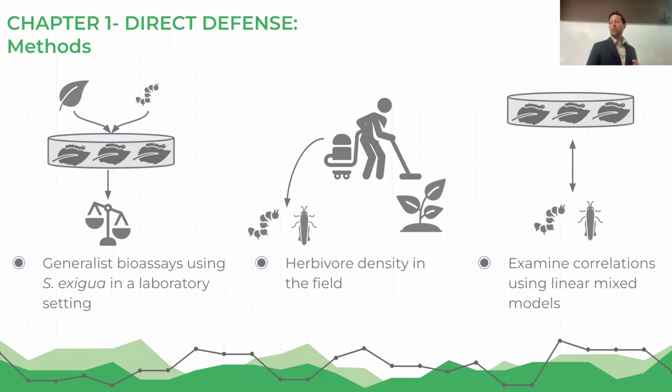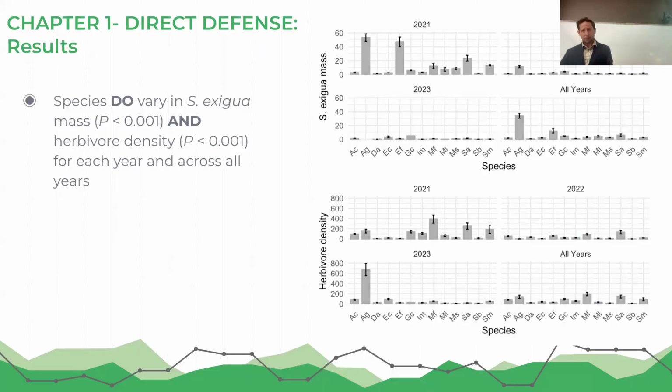And we looked at the correlations between herbivore density in the field and mass gain of Spodoptera in the lab, with the prediction that if plants have high resistance to herbivores, if they have strong direct defense, then we should have low mass gain on the Spodoptera, and we should simultaneously have low herbivore densities in the field, right? And so here's the results.